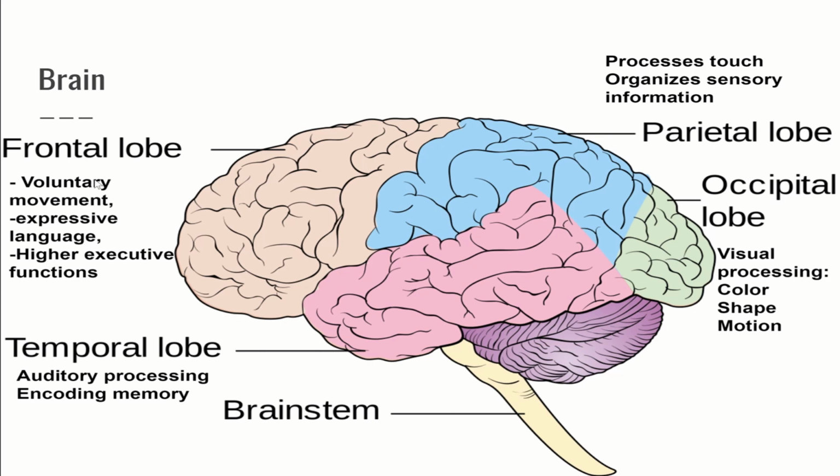So the frontal lobe is responsible for voluntary movement, expressive language, higher executive functions. The temporal lobe processes auditory information and encodes your memories. The parietal lobe processes touch information and organizes sensory information, all types of sensory information. And then the occipital lobe is visual processing, and that includes processing the color, shape, and movement of any given object.